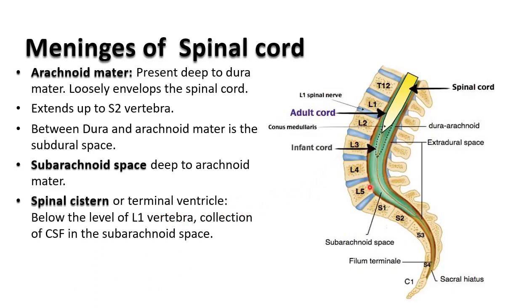So below L1 up to S2, you have the coverings extending, and that is your arachnoid. Up to S2 it extends. Beyond that, up to the tip of the coccyx, only the pia mater extends, as the filum terminale.